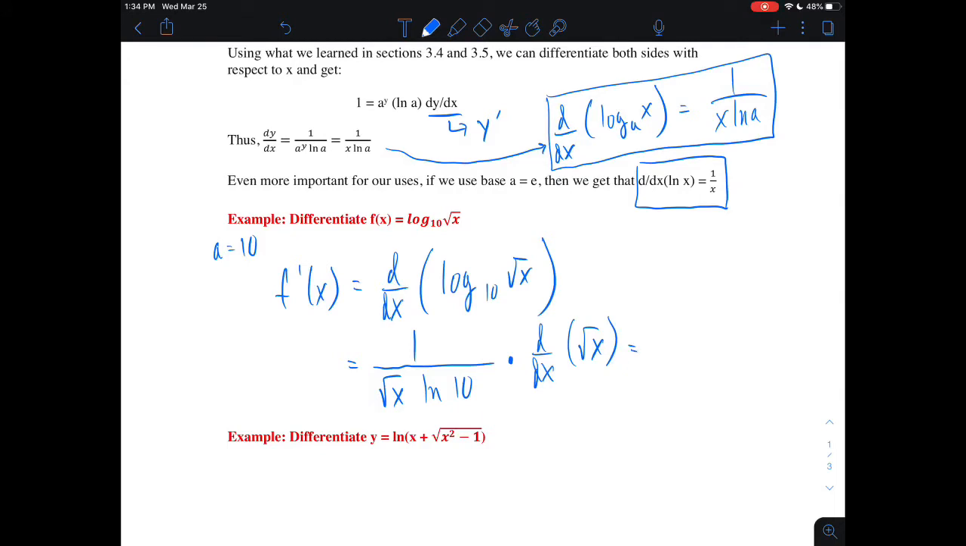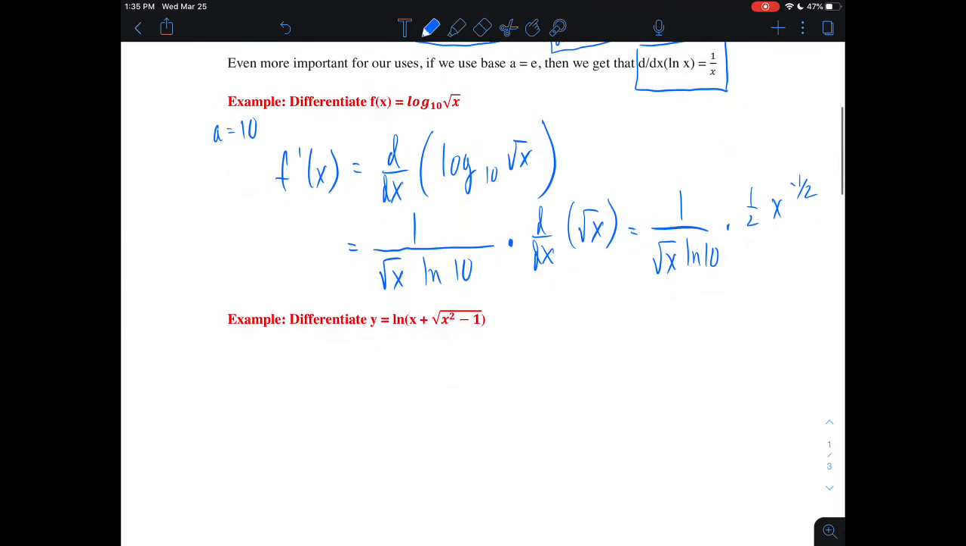The derivative of what's inside is 1/2 x to the negative 1/2. We've seen that a few times before. And then we can simplify, since x to the negative 1/2 is the same thing as 1 over the square root of x. And I also have this 1 over 2. This is essentially just combining a few things in my denominator. So I would have 1 over the square root of x times the natural log of 10 times 2, and then times the square root of x.